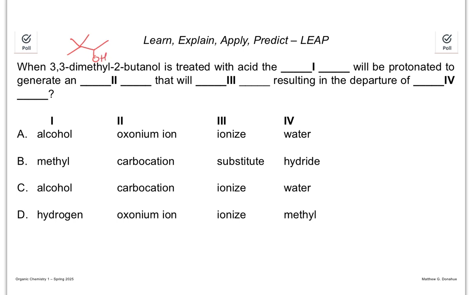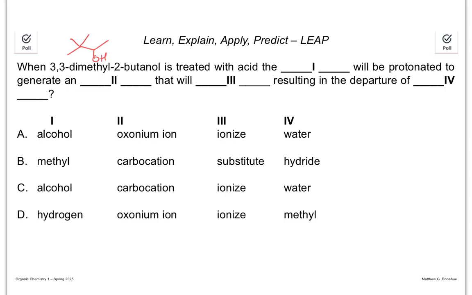So when 3,3-dimethyl-2-butanol is treated with acid, the blank will be protonated to generate a blank that will blank, resulting in the departure of blank. So this is the verbal description of the mechanism here.